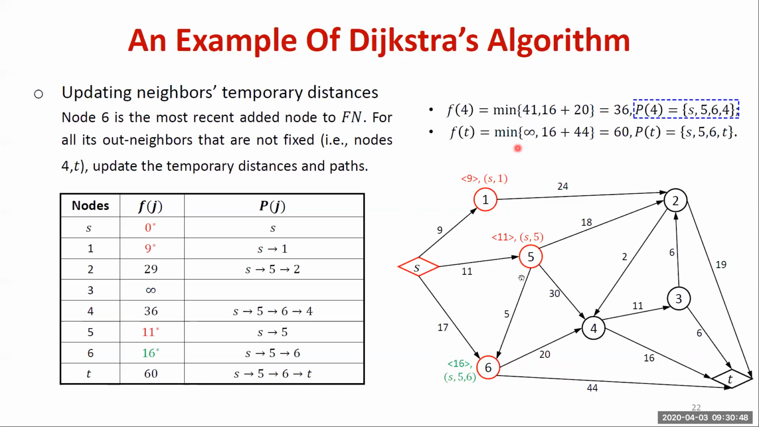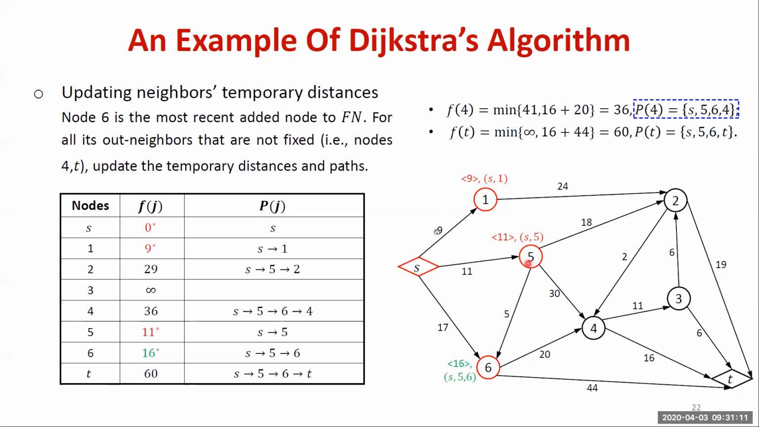And the new distance is from 6 to 4. From S to 6, we have known the distance is 16. From 6 to 4, the distance is 20. So the new distance is going to be 36. Then you're going to compare 41 versus 36. Clearly, 36 is smaller. In other words, yes, you do need to update your shortest path here.